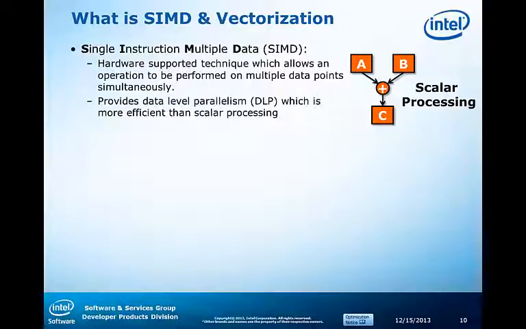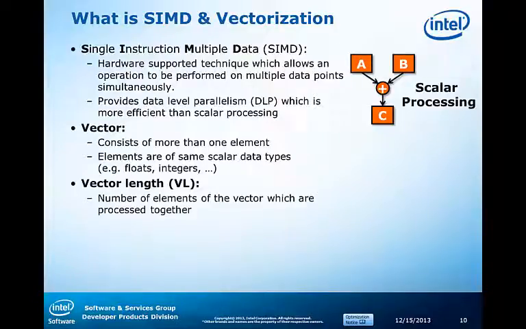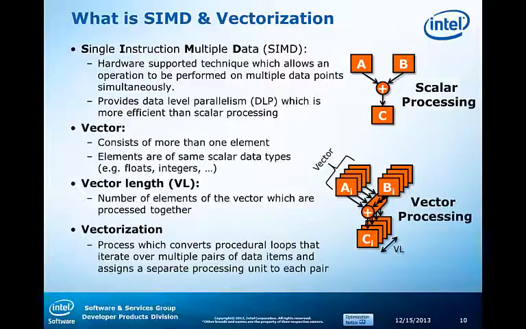Here are a few more definitions that we'll be using throughout the presentations. A vector consists of more than one element, and elements are of the same scalar data types. The vector length refers to the number of elements that get grouped or chunked together, typically 2, 4, 8, or 16 elements. Ideally, a vector length is chosen by the developer or by the compiler to match well with the underlying architecture's SIMD register widths. We'll explore this topic more in a few slides.